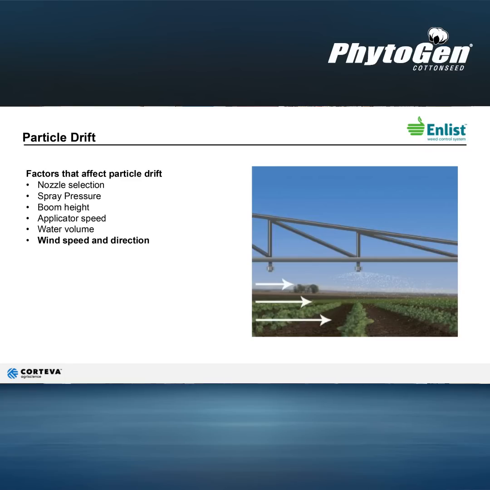There's a long list of approved nozzles on enlisttankmix.com. Make sure that you're using a labeled nozzle and it's being operated at the appropriate pressure range. A proper boom height of no more than 24 inches above the crop canopy will reduce drift potential.